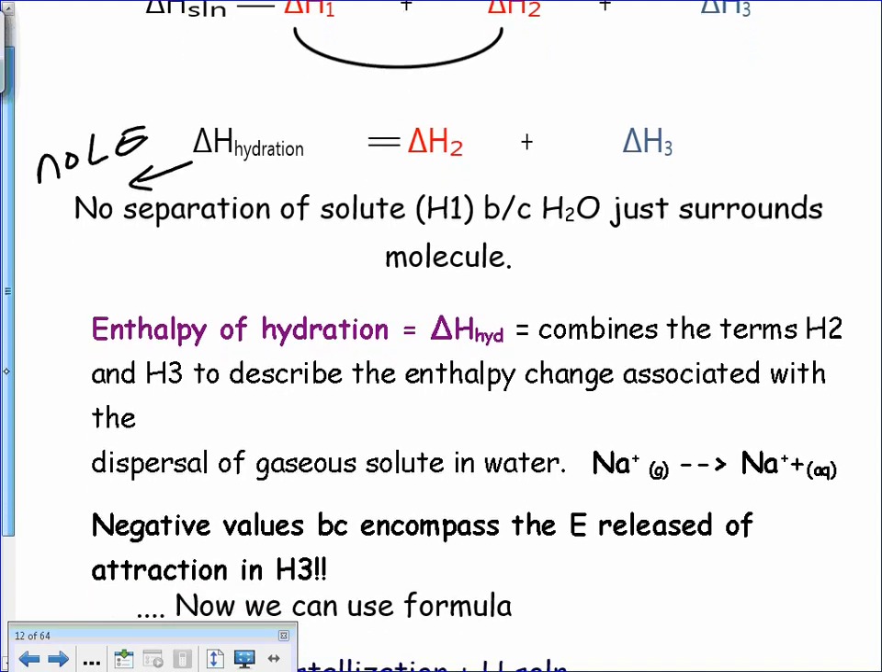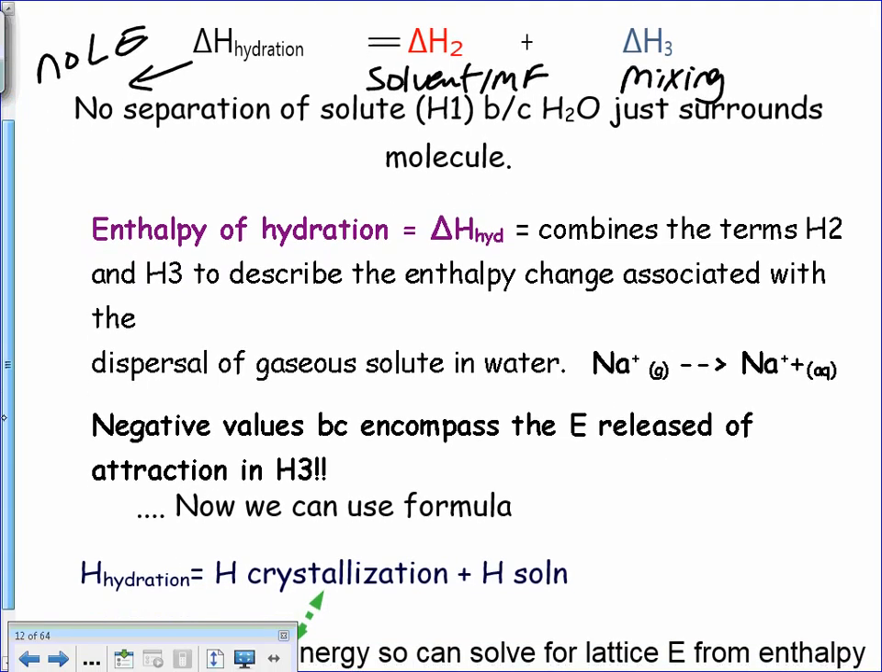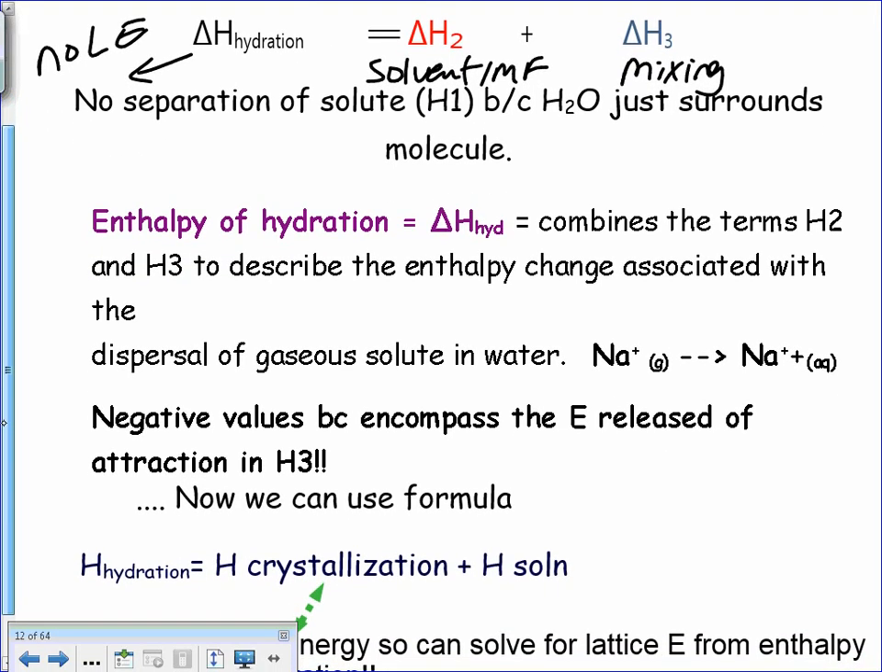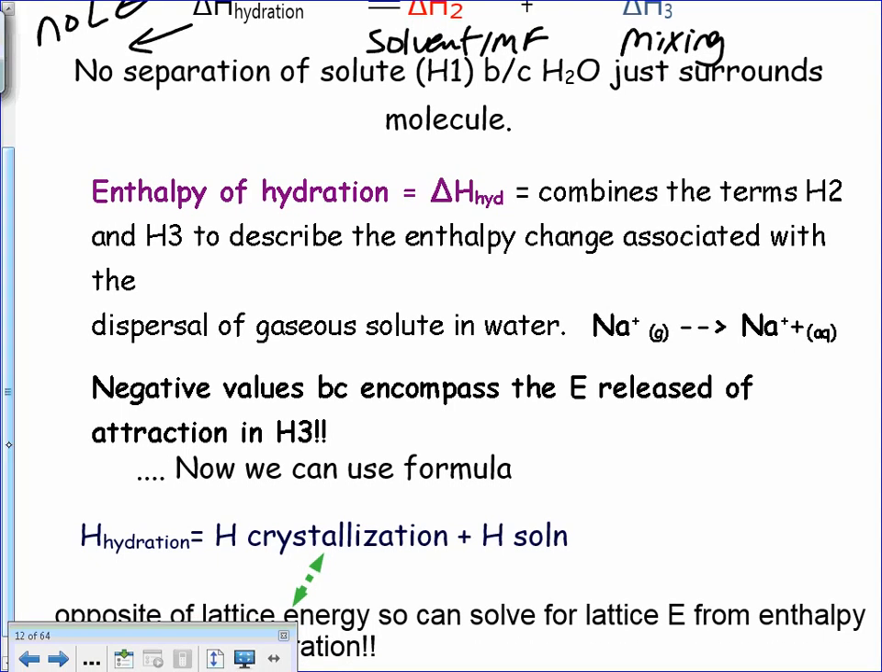A lot of times that has its own special formula, which is delta H2 and 3. This is for the solvent IMFs that are being overcome, and this is for the mixing process. Noticing that we're not really involving the solutes breaking apart. And so we call that delta H of hydration. I'm going to come back and finish these because these are a little boring right now.